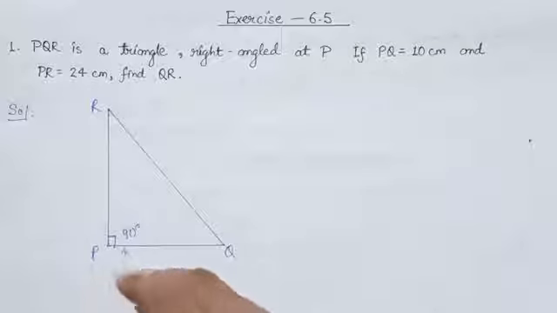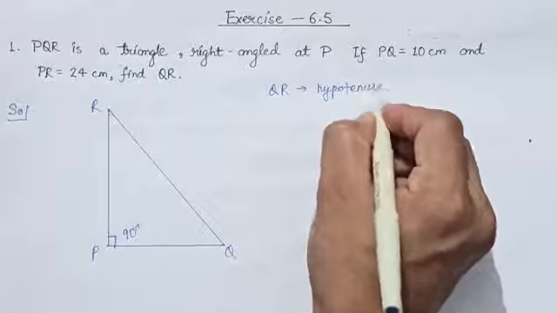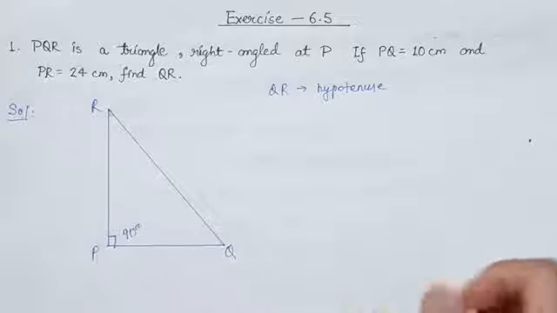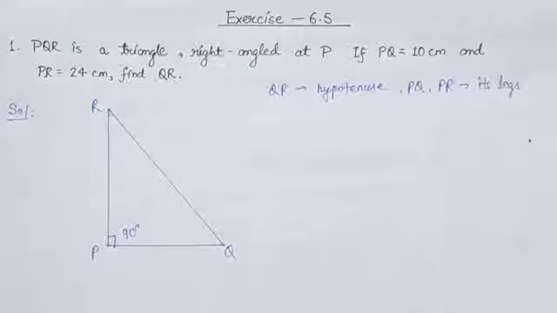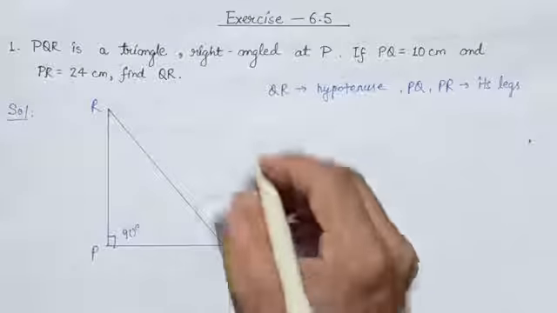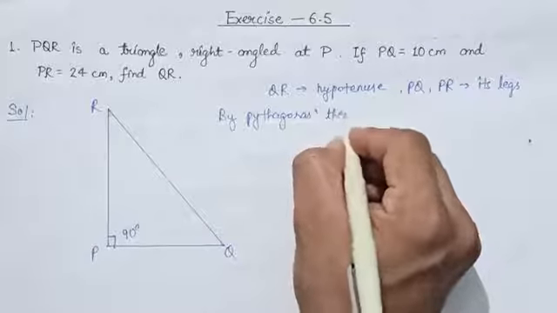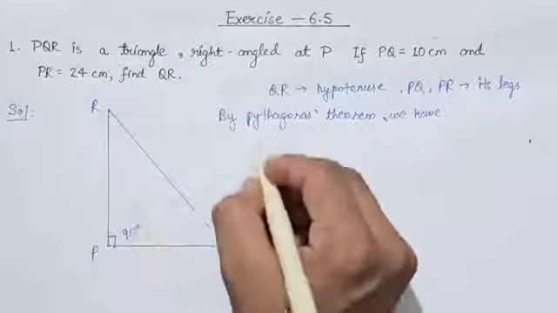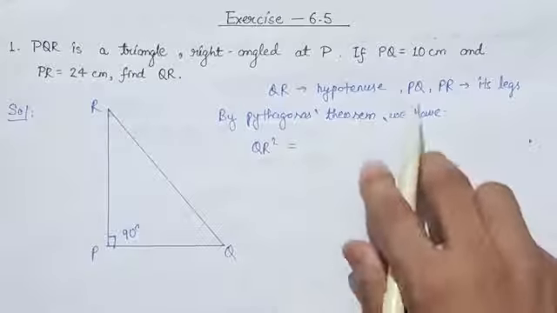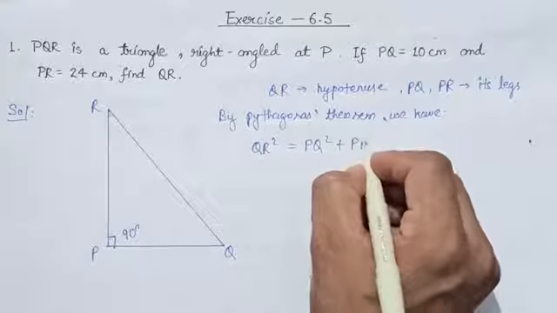If angle P measures 90 degree, then the side opposite to angle P is known as hypotenuse. Hence QR is the hypotenuse, and the other two sides, PQ and PR, are its legs. Now we can apply Pythagoras theorem because this is a right angle triangle. By Pythagoras theorem, we have hypotenuse square, that is QR square, is equal to the sum of squares on its legs, that is PQ square plus PR square.